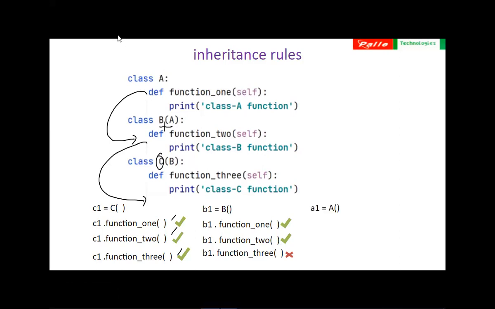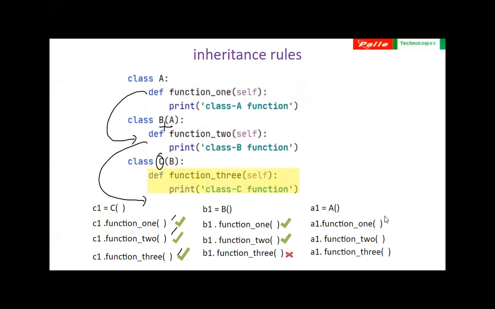Similarly, A1 is equal to A. I'm creating an object of A class. Now can I write A1 dot function 1? Possible, right? A1 dot function 2, A1 dot function 3. Here we can see A1 dot function 1 will work. If I write A1 dot function 2, do you think it is going to work? It will give me an error. Similarly, A1 dot function 3 will give me an error. Is this example clear? These are the rules associated with inheritance.